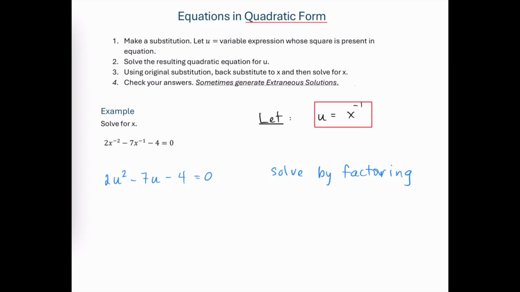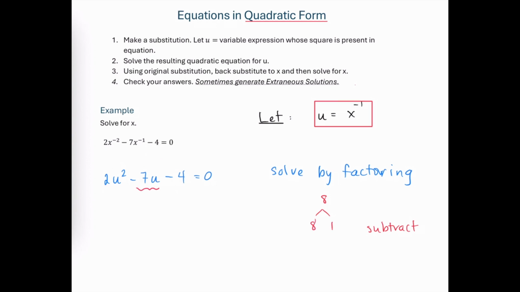And let's use the grouping method, or the AC method. So we multiply a and c together to get 8. And we're now looking for two factors of 8 that are either going to add or subtract to the center term. And if this sign here is negative, that tells us that the factors of 8 that we're looking for are going to subtract, not add. So the two factors of 8 that subtract to the center term 7 are going to be 8 and 1.